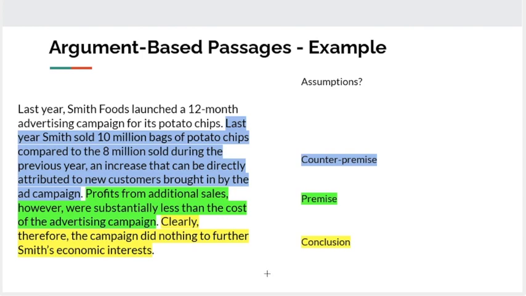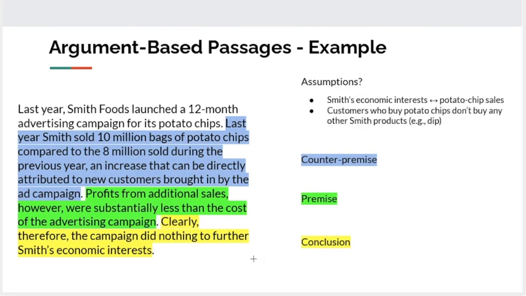Now, what about assumptions? Potential holes in the argument that could be exploited to weaken the argument, or verified and patched up in order to strengthen the argument. One assumption might be that Smith's economic interests go hand in hand with potato chip sales. In other words, that the only way to benefit or further Smith's economic interests is to sell more potato chips. Why might that be an assumption that could potentially weaken the argument?